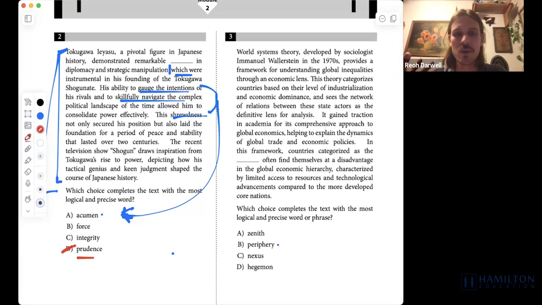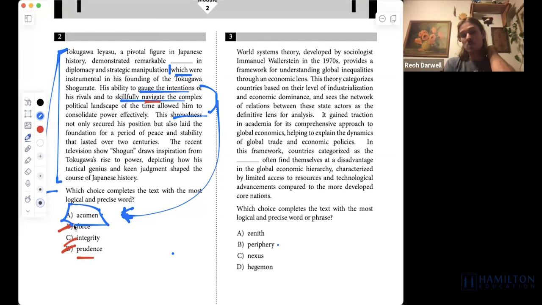So acumen works there. Prudence is a similar-ish word, but typically prudence has a connotation of cautiousness, right? It is about being sensible and rational, particularly in a very practical sort of way. So it is prudent to get a 401k, right? It doesn't require acumen to get a 401k, though it is prudent to do that. Integrity, I mean, he's talking about manipulating. I don't know if manipulation is integrity, really. And then finally, force, we see that there's skillful navigation, gauging intentions, right? Doesn't seem like he's pushing something through forcefully. So acumen is the best word here. If you missed this, it's probably that you chose prudence, not knowing that acumen is a similar but much more precise word for this question.